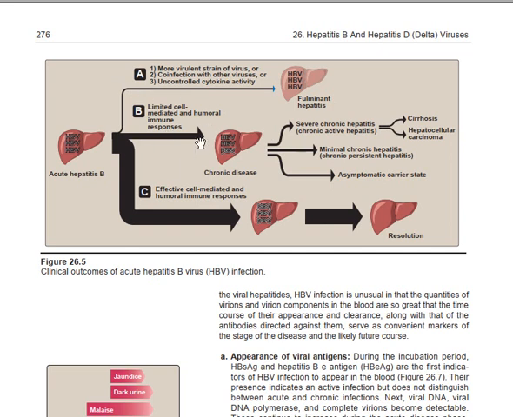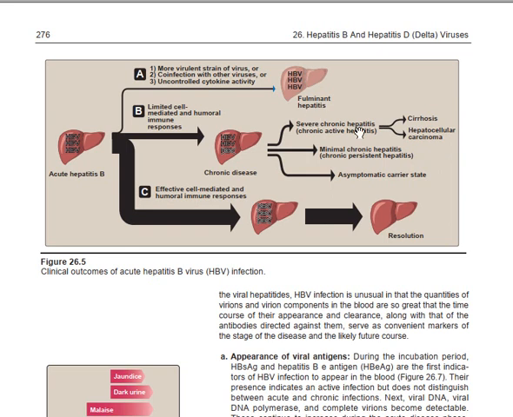The second case is if you have limited cell-mediated and humoral immune response; it can produce chronic hepatitis. Now, chronic hepatitis can be divided into severe chronic hepatitis and chronic active hepatitis, where the patient can develop cirrhosis or hepatocellular carcinoma. You can also have minimal chronic hepatitis, or chronic persistent hepatitis, and in this case it's not active.